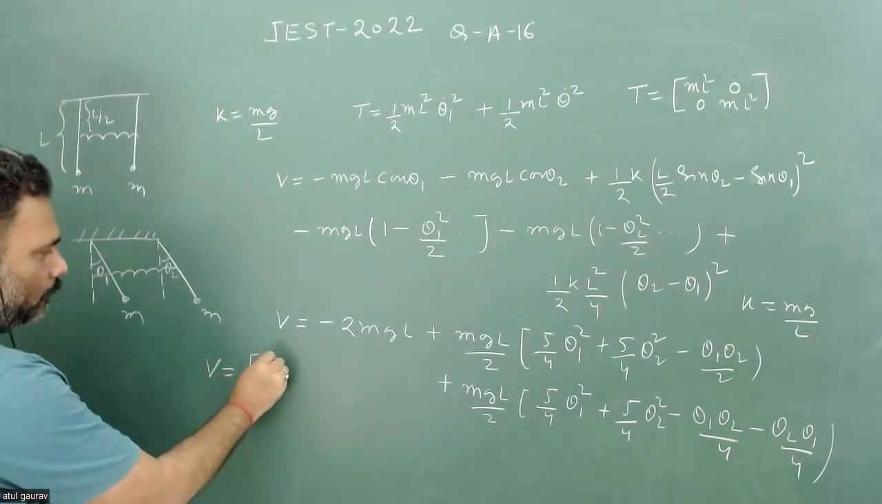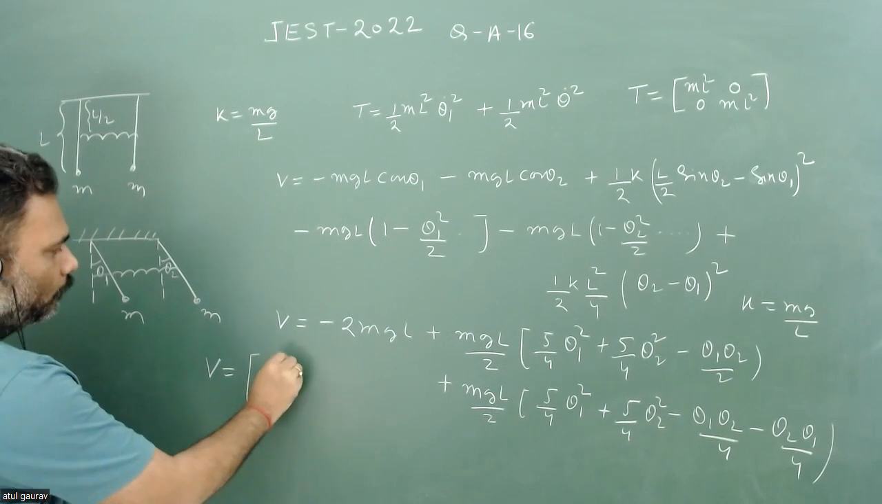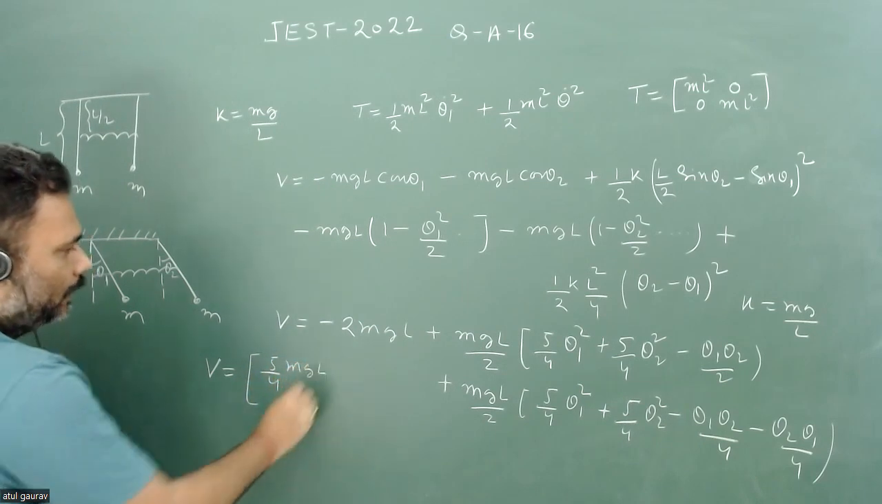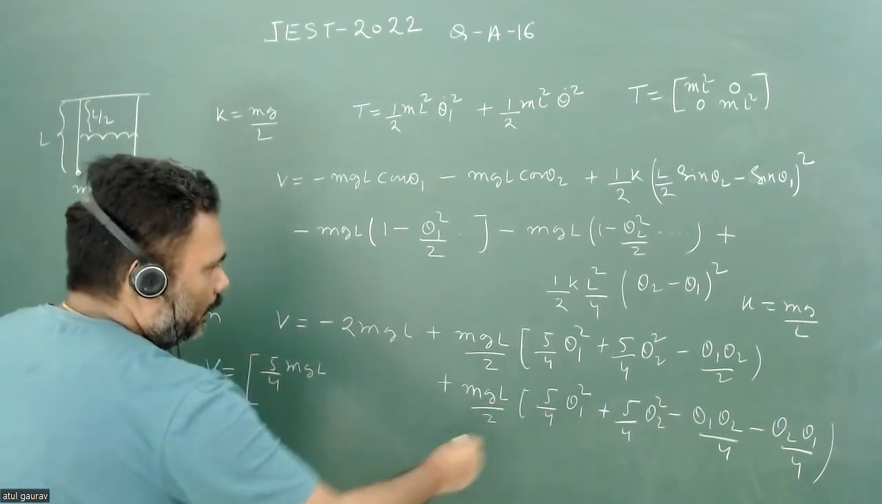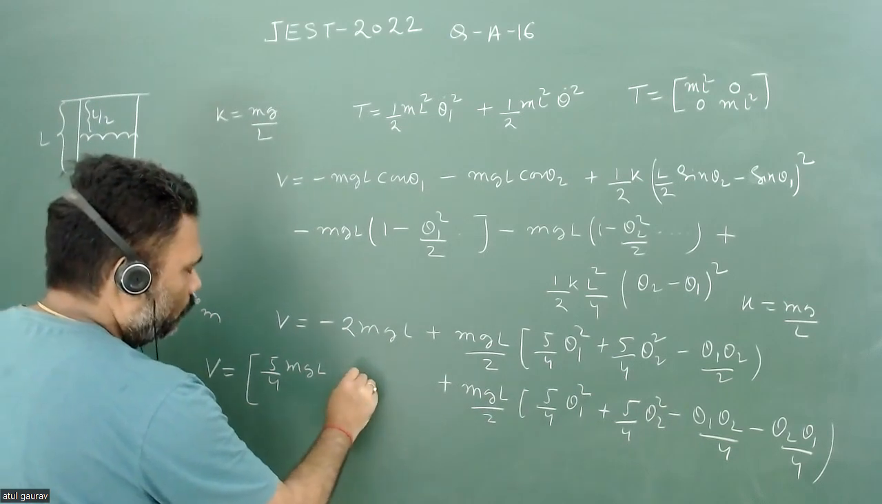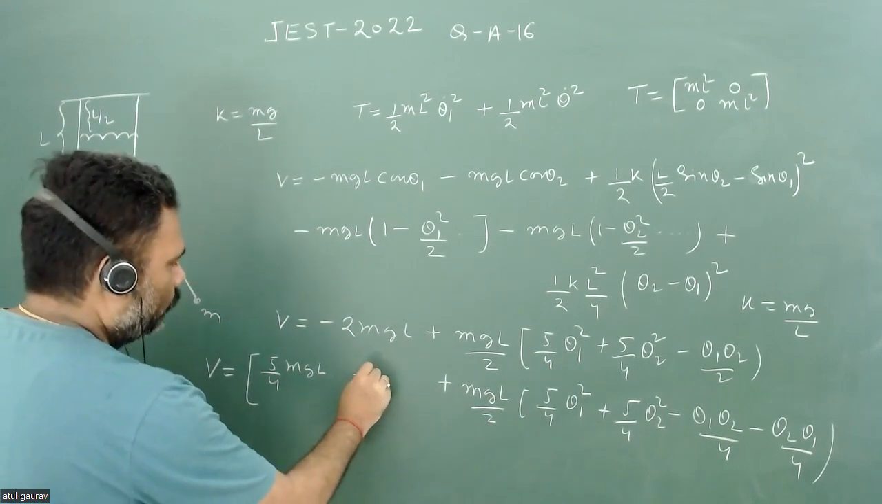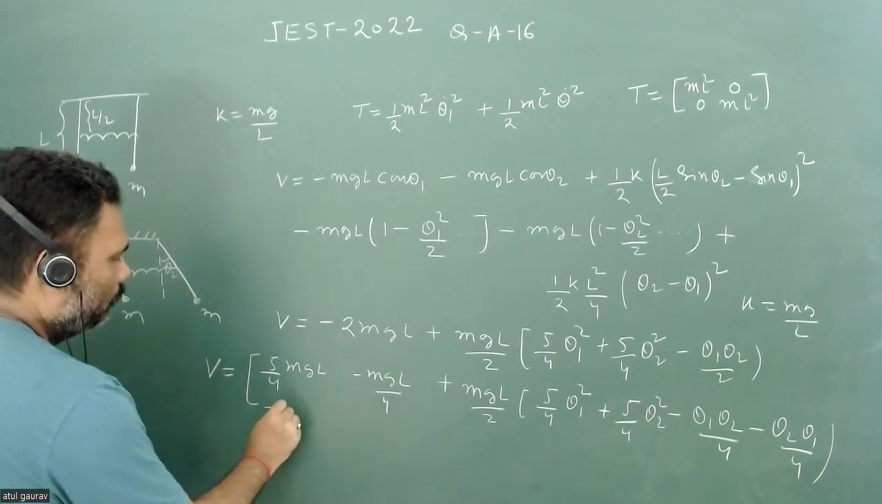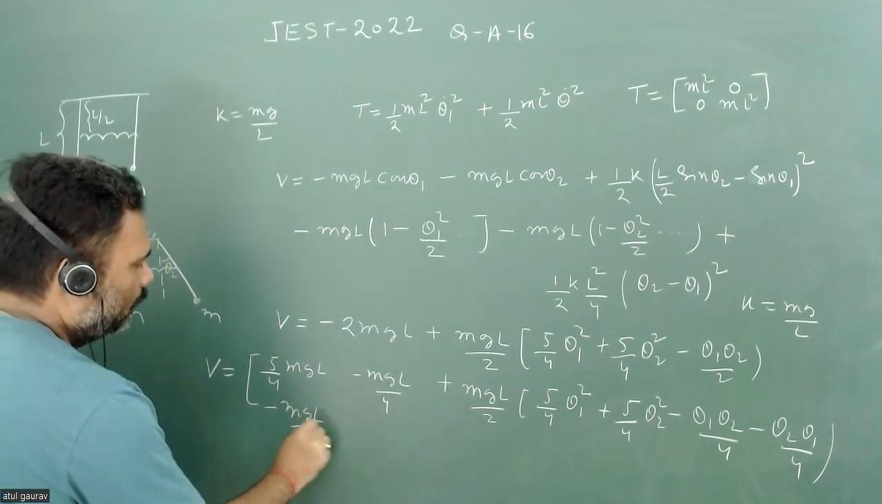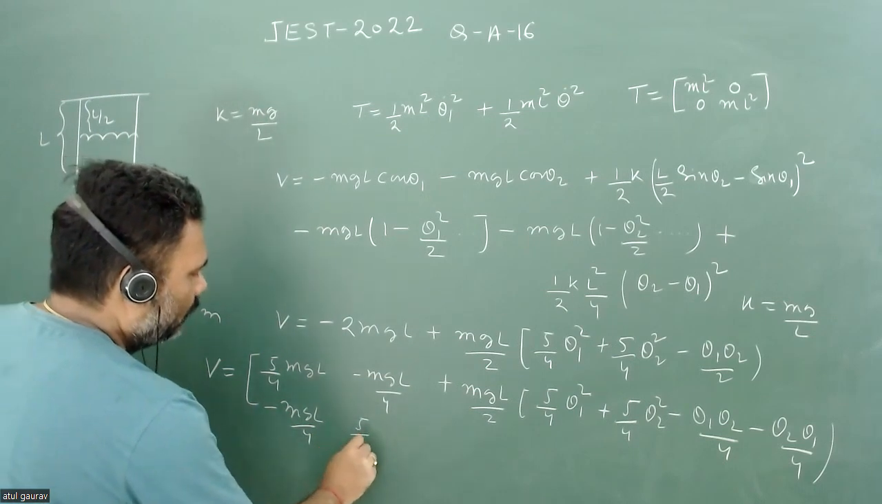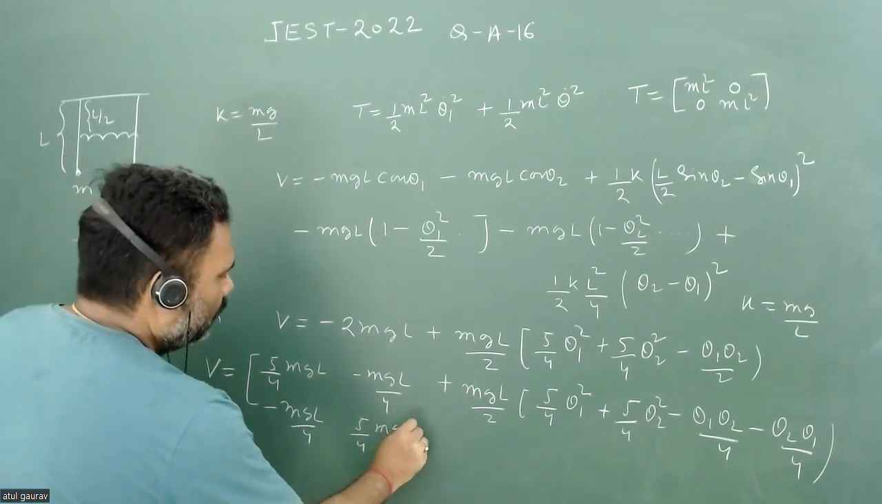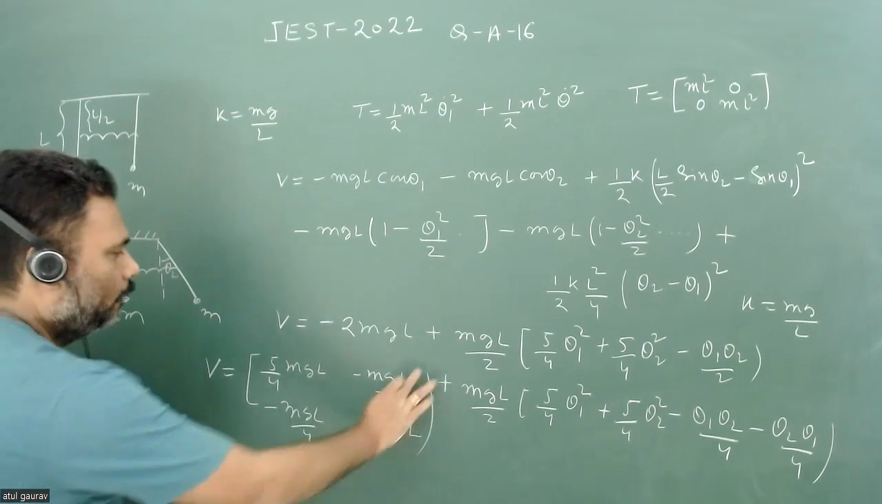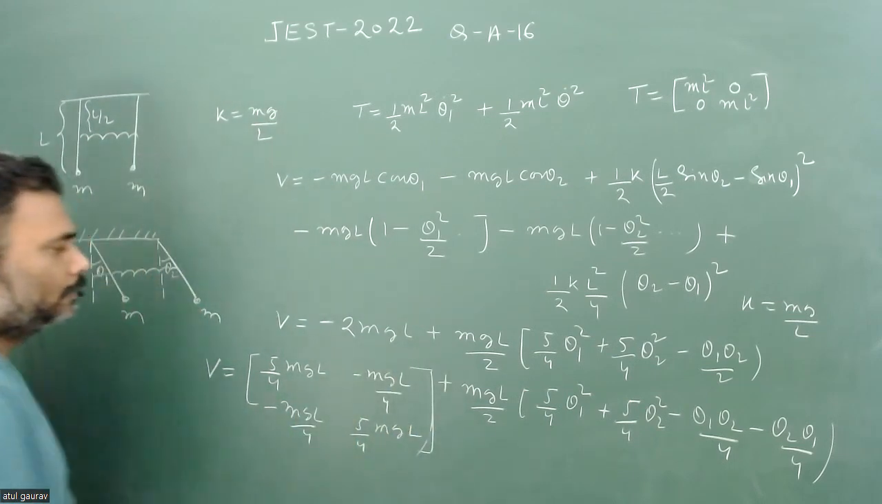So the potential energy matrix is 5 by 4 mgl, and this is minus mgl by 4. This is minus mgl by 4, and this is 5 by 4 mgl. So this is my potential energy matrix.